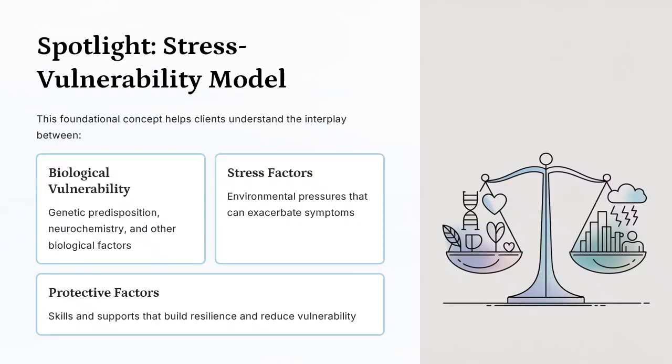The stress vulnerability model is a theory that explains how a combination of a person's biological makeup and external stress can contribute to the symptoms of mental illness. In the context of the Illness Management and Recovery Program, this model is used to help individuals understand their symptoms and learn strategies to manage their mental health symptoms. Key components of the model. The model has two main parts: the biological vulnerability.